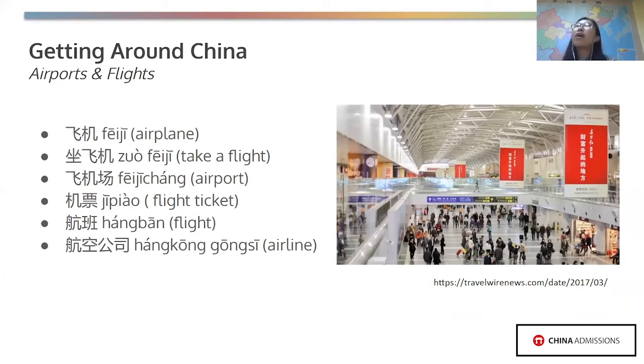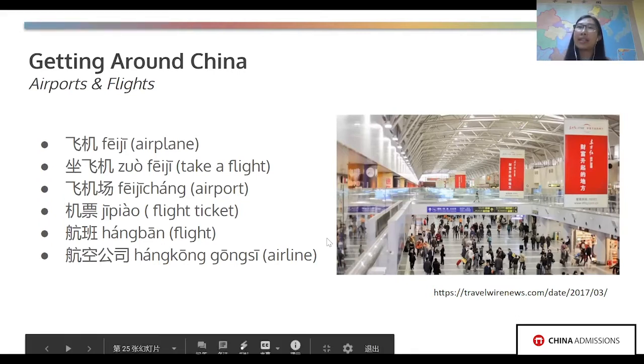Of course, if the distance is pretty long, it's kind of a long-term journey, airplane is the most comfortable transport method, I think. So, 飞机 is airplane. 坐飞机 is take a flight. 坐 means sit. So, 坐飞机. And then, 飞机场, airport. 场 is field. So, 飞机场. Okay, and next one is 机票, flight ticket. See, 票 again, right? 机 means 飞机, 机票 is airplane ticket, flight ticket.